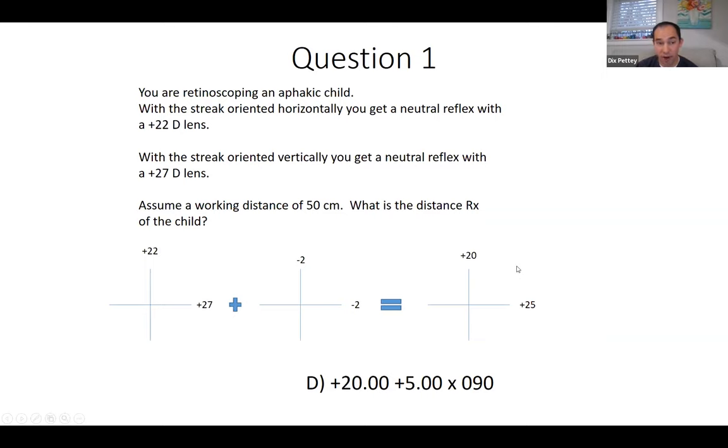I am very impressed. You all got the powers on the right lines, which with retinoscopy can be a little bit tricky sometimes. Any questions on this problem? Going once, twice. Okay. Great job on that one. Let's go back to the Kahoot.